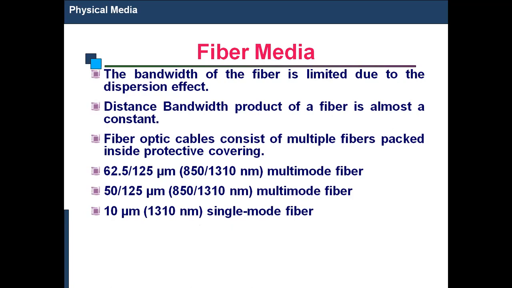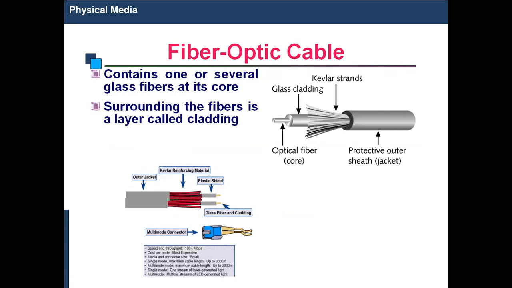Now we discuss the fiber optical cable. The inner one is the core, the second one is the cladding, and the next are Kevlar strands and a protective outer jacket. The core and cladding are the main layers of the optical fiber cable. The protective jacket can eliminate some losses from the environment.